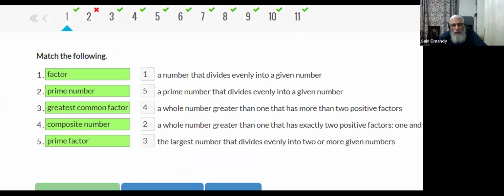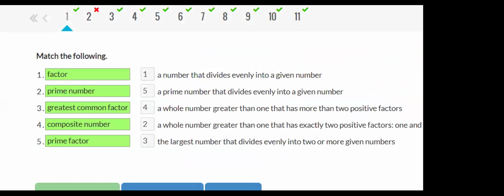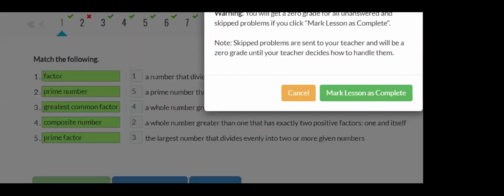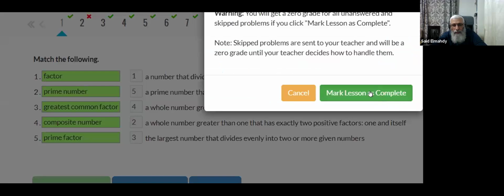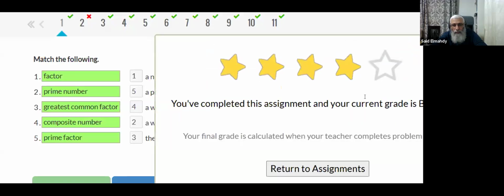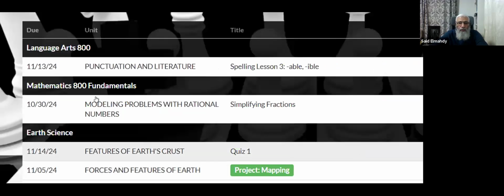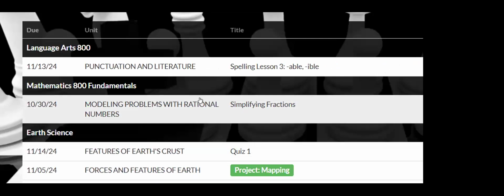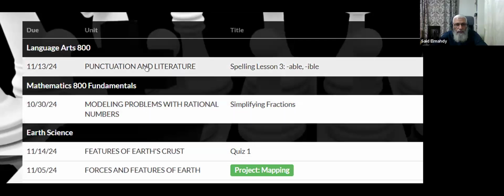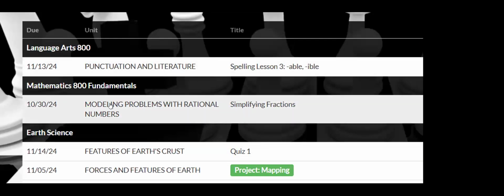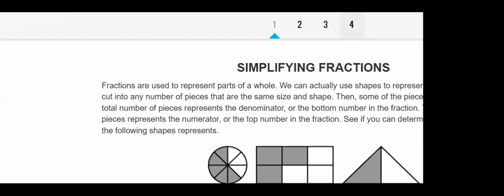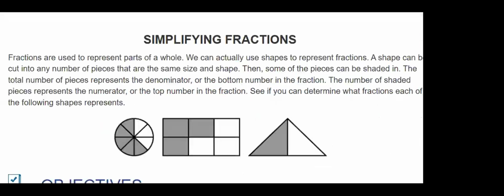We solved this. So we submit now. Mark lesson as complete. 93%. What do we open now? This one? Yeah, simplifying fractions. Read.